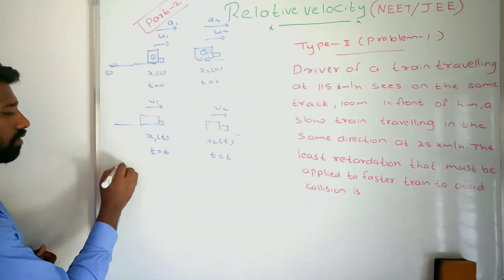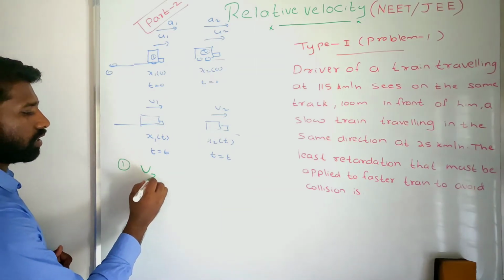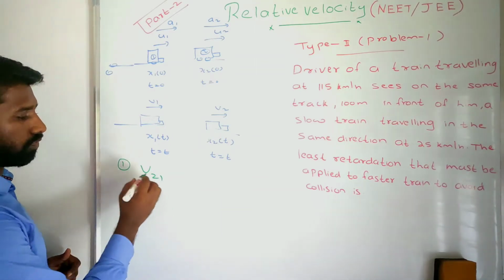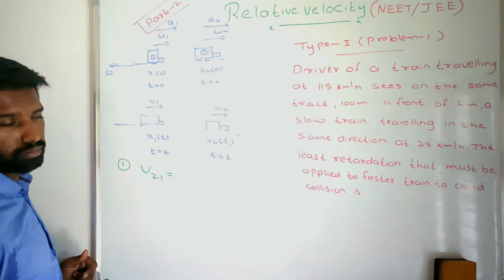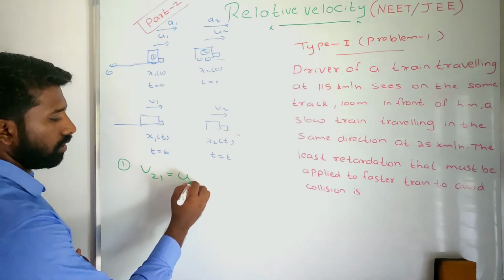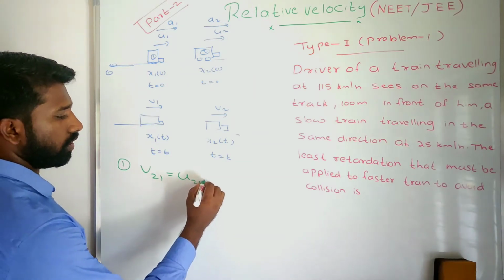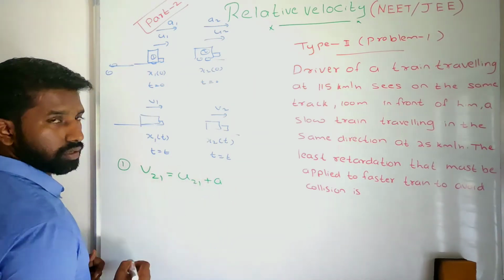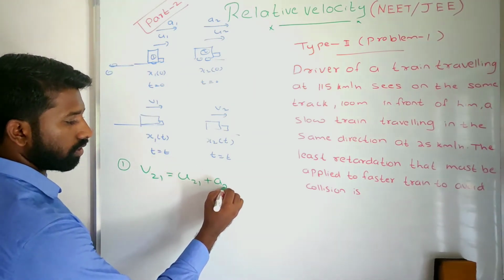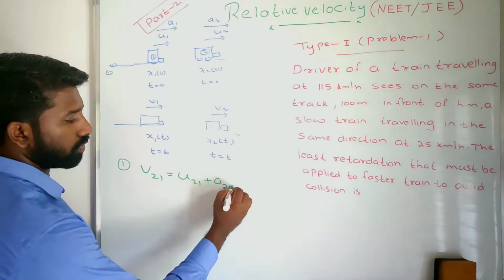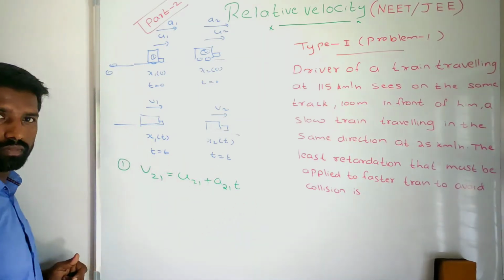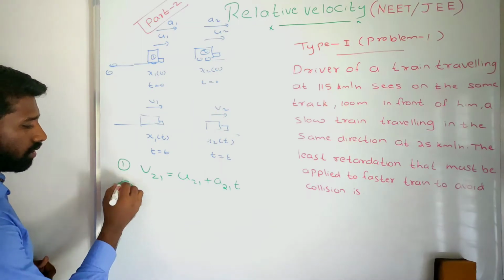First, the relative velocity of the second body with respect to the first body after time t is the initial relative velocity of the second body with respect to the first body, plus the relative acceleration of the second body with respect to the first body, into t.